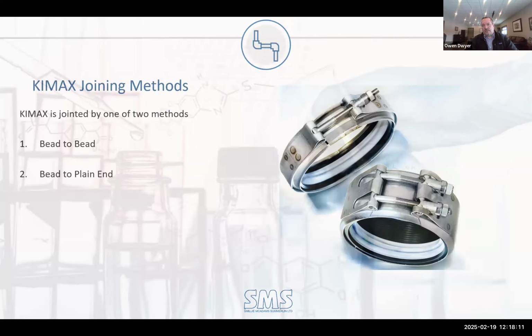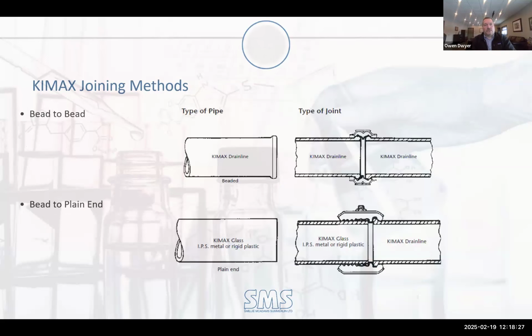It is joined so that when you cut glass piping, it starts off with two beaded ends, and once you cut it, I now have a bead and a plain end. So the way you join glass is bead to bead and bead to plain. This stick drawing here shows you basically how that goes together. You have the flared or bead ends of your fittings or your glass pipe. And if you cut the glass, or if you're transitioning to polypropylene or PVDF, the bead to plain is used for that connection as well.